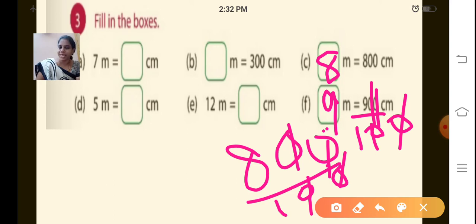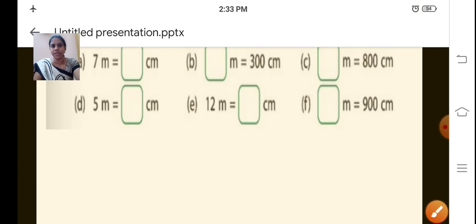So finish D and E sums. D sum is easy. 5 into 100. Then E sum, 1000. 12 into 100. It is in meters, so multiplied by 100 for both D and E sums. 12 into 100. The answer is 1200 centimeter. That you're going to write.